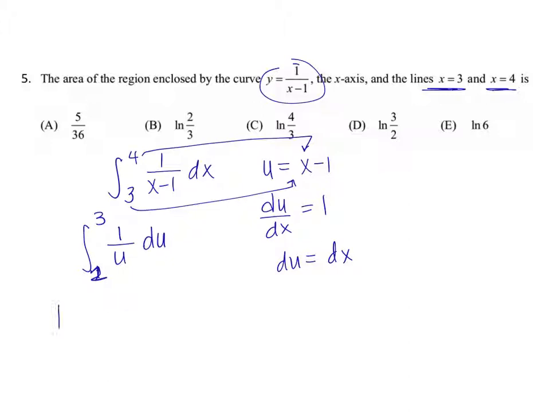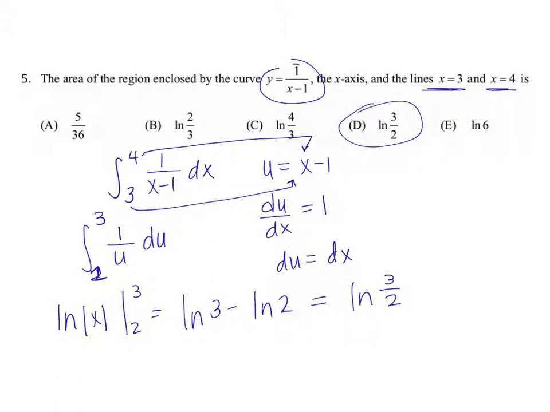And so when I integrate this, I do have the natural log of the absolute value of x, evaluated from 2 to 3. And so I'm going to have the natural log of 3 minus the natural log of 2, which is going to condense to be the natural log of 3 over 2. So that's going to be answer choice D.